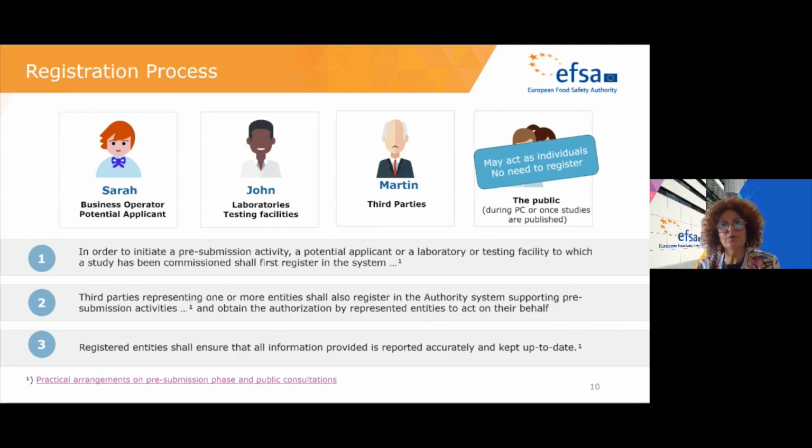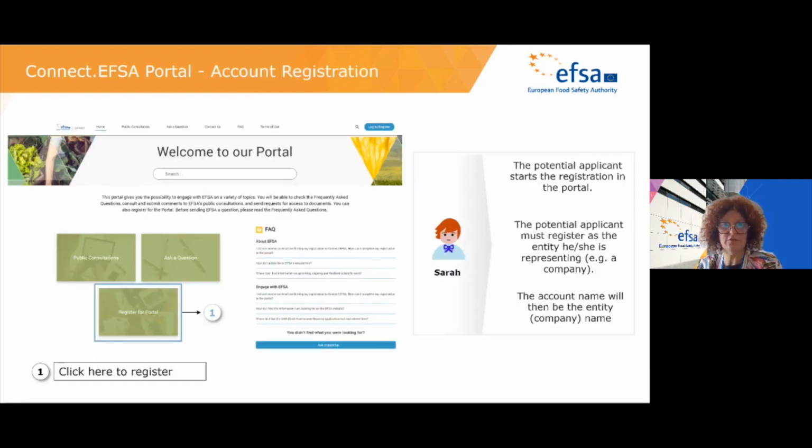So here what is important is that every entity has to register on their own. So they have to register as a laboratory, they have to register as an entity or a business operator. Where to go to register? This is on the portal. So in the Connect EFSA portal, we've mentioned previously, this is the place to go. On the box, the green box, register for the portal, you will be able to go there and you will be able to start your registration.